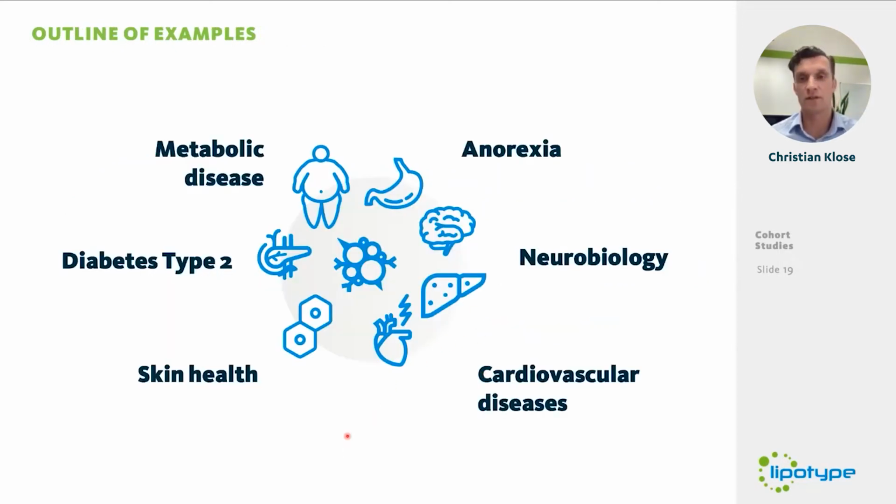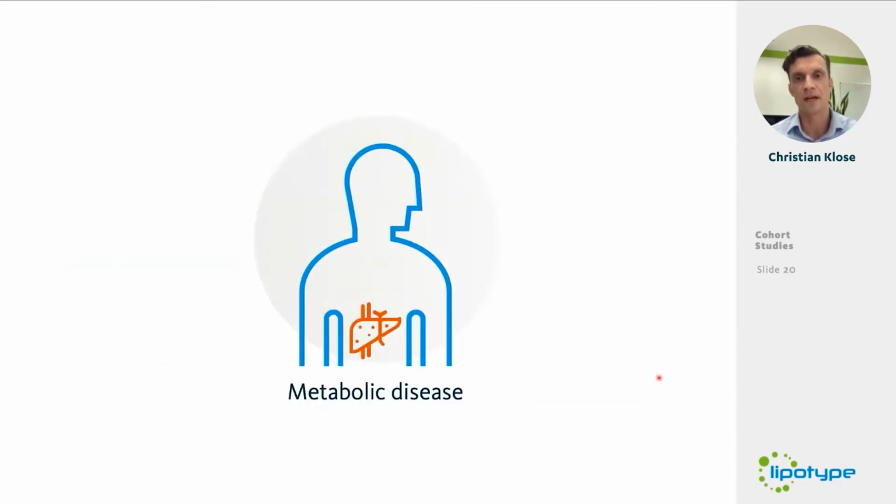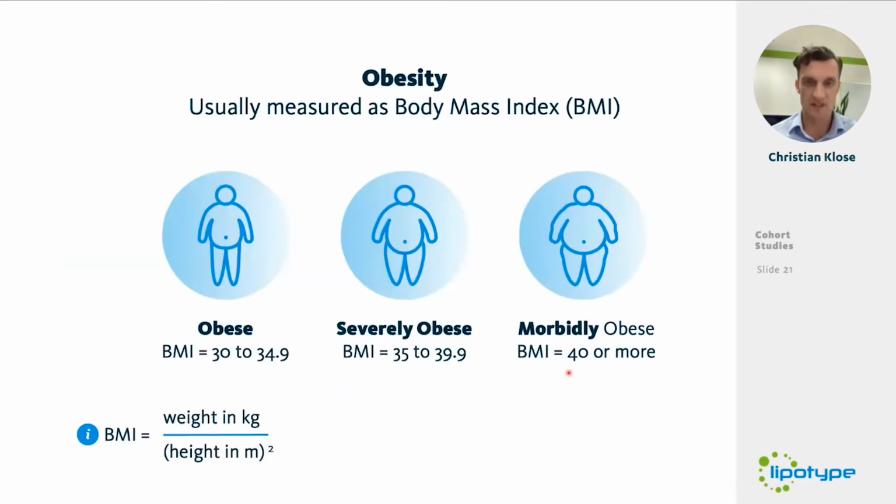Okay, so much for the introduction. For the rest of the seminar, I will talk about a number of examples of cohort studies dealing with population health in which Lipotype shotgun lipidomics was successfully applied. And these case studies deal with, for example, metabolic disease, anorexia, diabetes type 2, neurobiology, skin health, but also cardiovascular diseases. And I would like to start actually with metabolic diseases, which are often manifested as obesity.